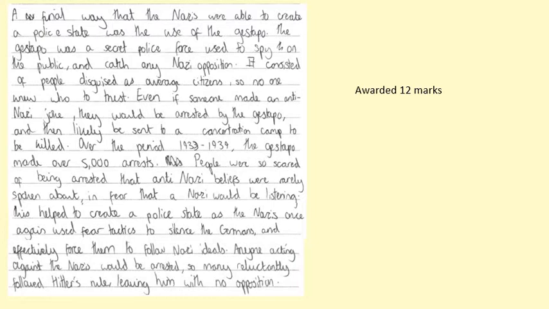So the student uses clear language to highlight the different reasons why the Nazis were able to create a police state. One reason, another reason, a final way. They use the exact wording in the question to show explicit question focus. The Nazis were able to create a police state. They've written that at the start of every paragraph.